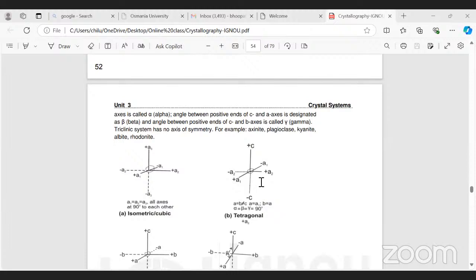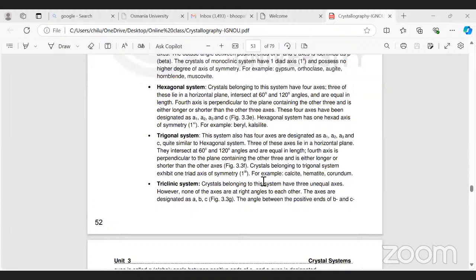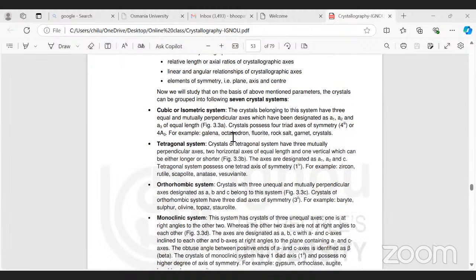For these crystal systems, here the isometric system, or cubic system, the best examples are galena, fluorite, rock salt, garnets, and some other important crystals.